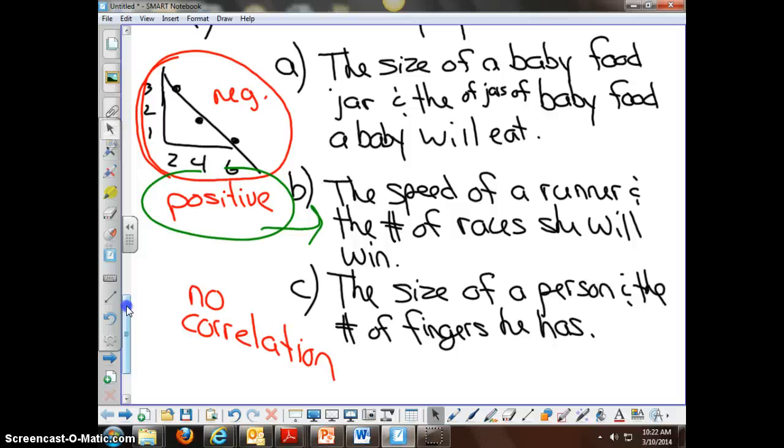Question? It says size of a baby food jar and the number of jars of baby food a baby will eat. That's what I was trying to do, but I skipped a few words. I was trying to go too fast. Does that make sense? I know I messed that one up, but hopefully it makes sense now.